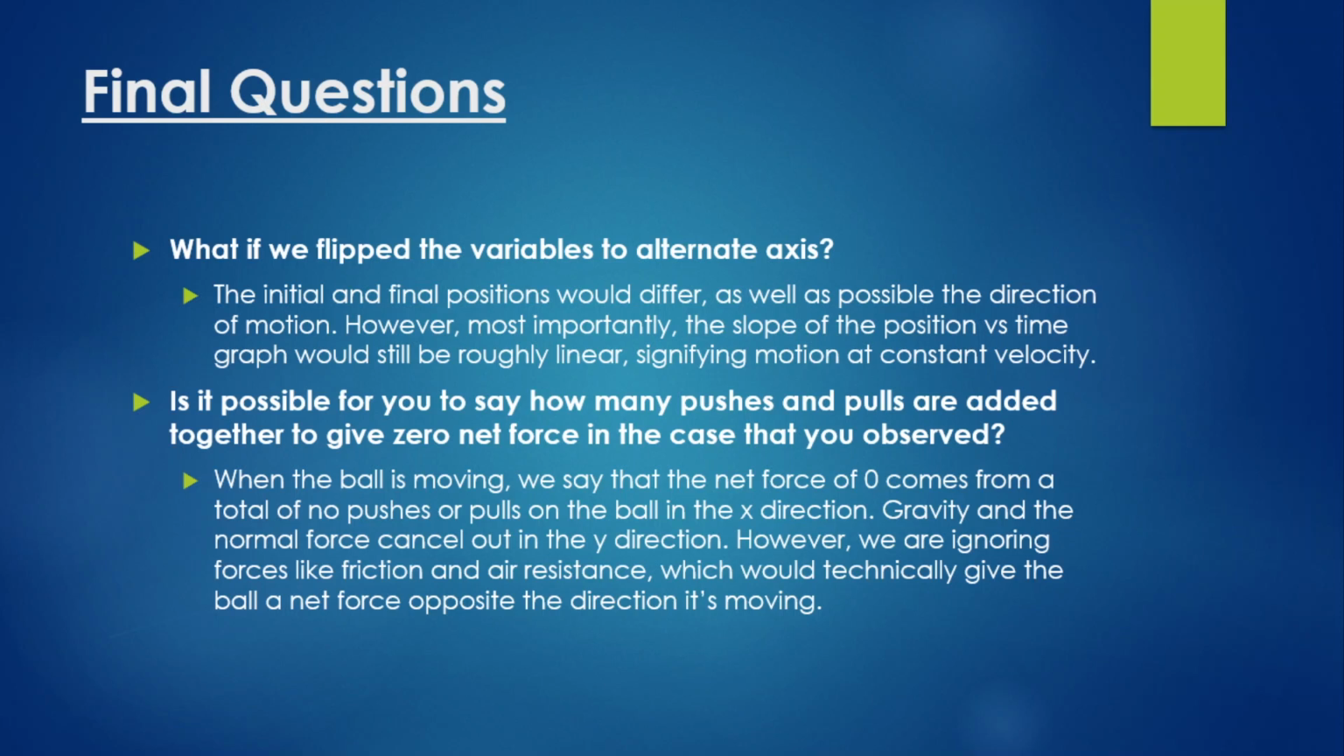And next, is it possible to say how many forces are given in a net force of zero? While the ball is moving, we say that's a net force of zero because there is a normal force and force of gravity canceling each other out. But in reality, there's also friction as well as air resistance acting against the direction of motion. So in reality, it's not a net force of zero.